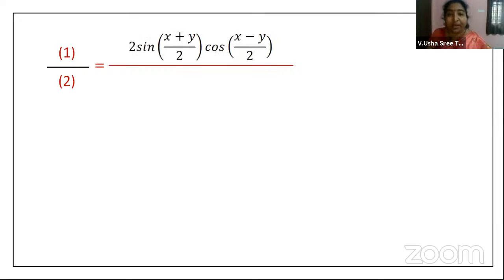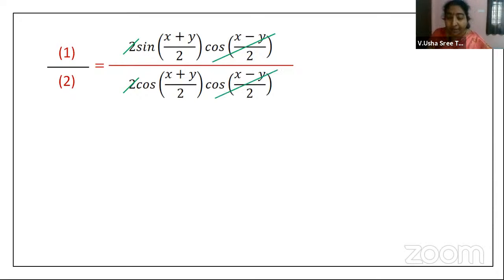Then equation 1 and 2, we will divide one with the other. So when we take 1 divided by 2, you will have 2 sine (x plus y) by 2 cos (x minus y) by 2, and in the denominator you have 2 cos (x plus y) by 2 and cos (x minus y) by 2. Now the like terms get cancelled, 2 and 2, and of course cos (x minus y) by 2 also gets cancelled in the numerator and denominator. And this is equal to what? This is equal to 1 by 4 divided by 1 by 3. Then what are we left with? Sine of (x plus y) by 2 by cos of (x plus y) by 2.